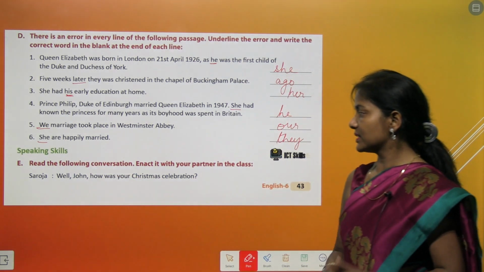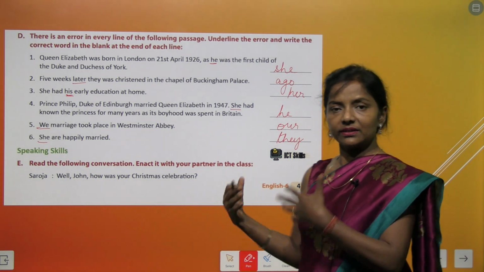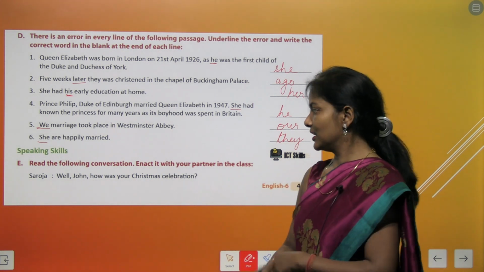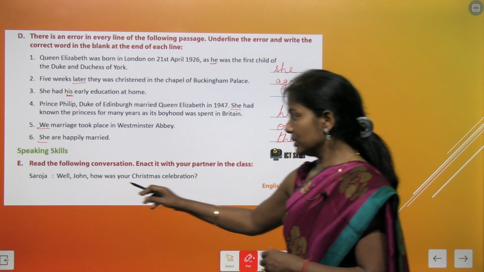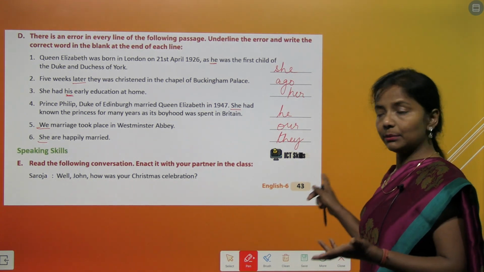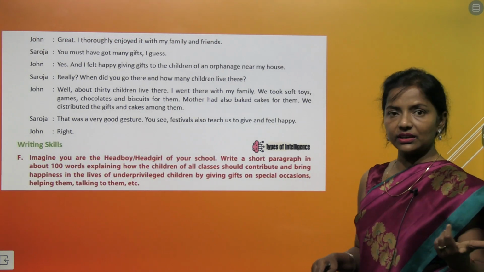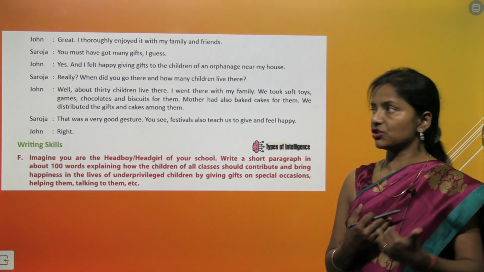Now, speaking skills. Read the following conversation. Enact it with your partner in the class. अब एक conversation दिया हुआ है, इसे आपको enact करना है अपने friends के साथ. One character is Saroja. Well, John, how was your Christmas celebration? अब सरोजा बोलती है John को. So एक तो सरोजा हो गई, एक John. अब ये John और सरोजा के बीच का conversation है.